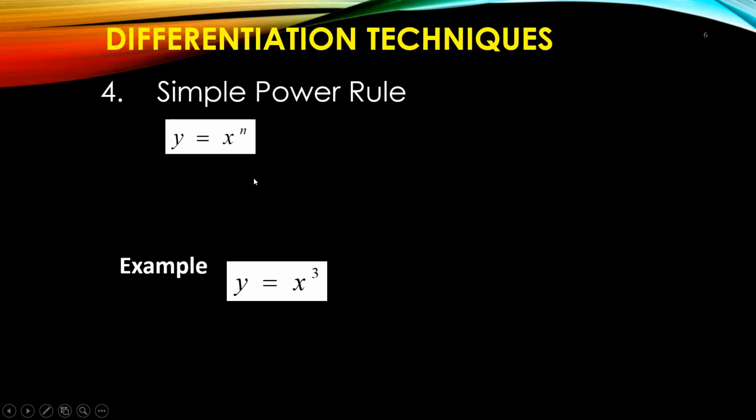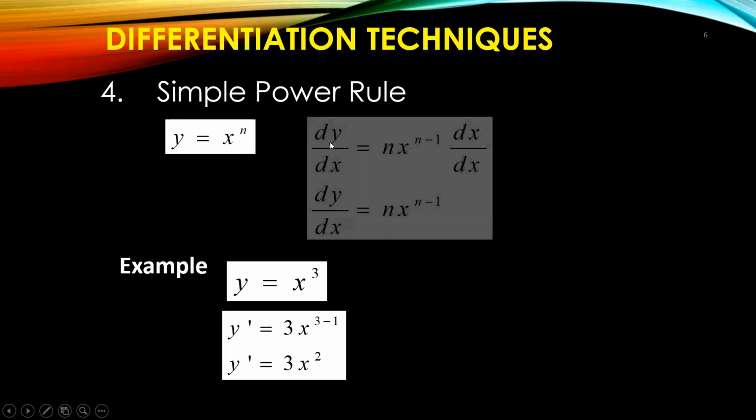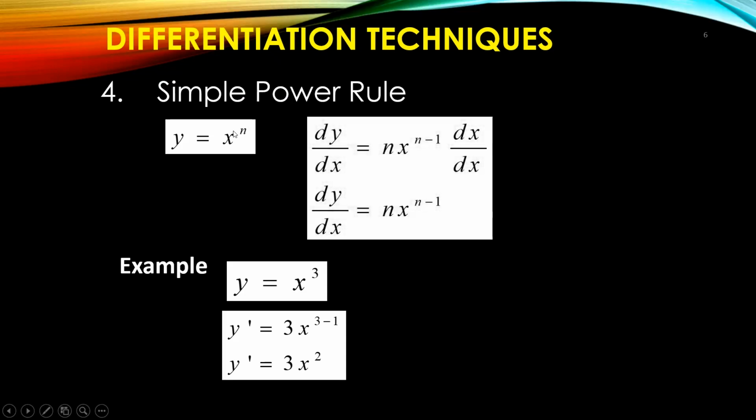Next, the simple power formula. You have to take note of the formula here. The formula is n x to the n minus 1 dx over dx. This one is basically equal to 1 because that's identity. You're left with n x to the n minus 1. So x cubed would be 3, x to the third minus 1, or just x squared. 3x squared.